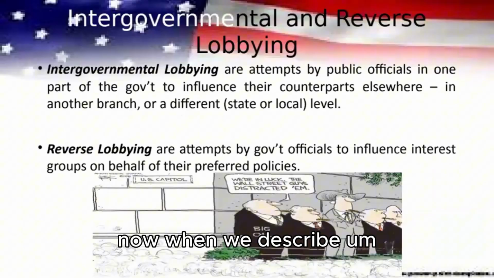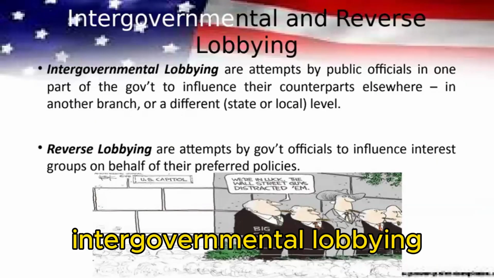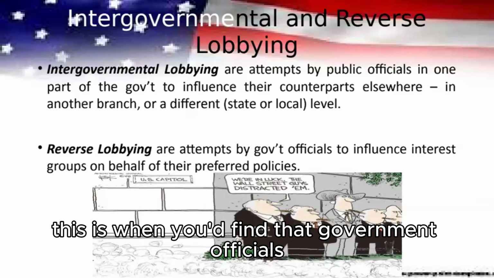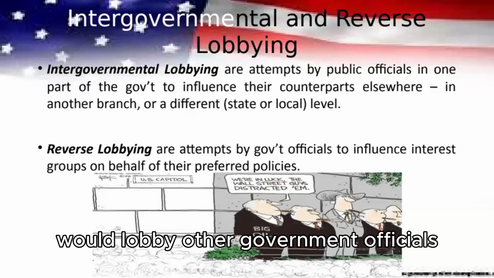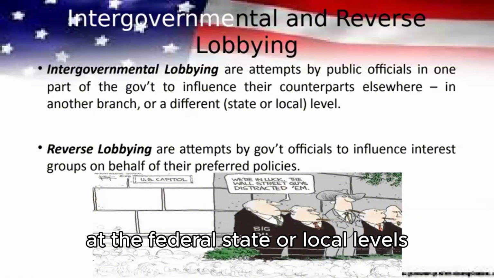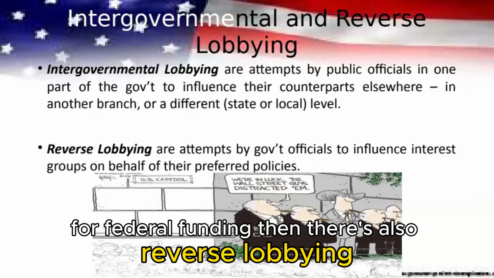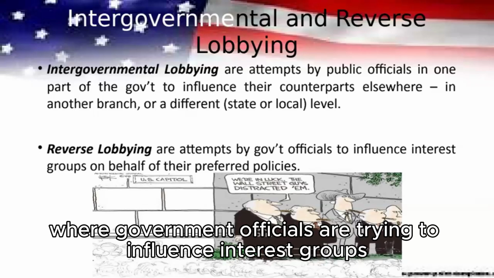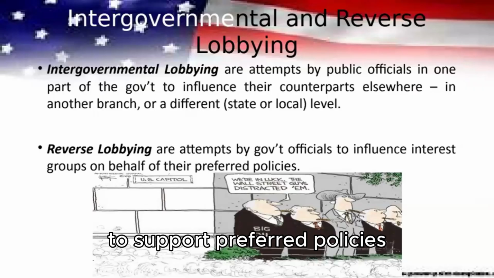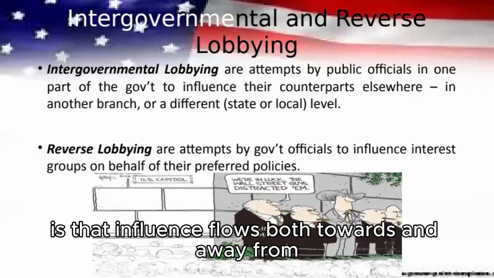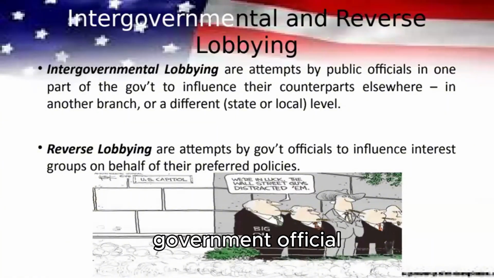Now, when we describe intergovernmental lobbying, this is when you'd find that government officials would lobby other government officials across different branches at the federal, state, or local levels. An example of this would be a governor lobbying Congress for federal funding. Then there's also reverse lobbying, where government officials are trying to influence interest groups to support preferred policies. What we get from this is that influence flows both towards and away from government officials.